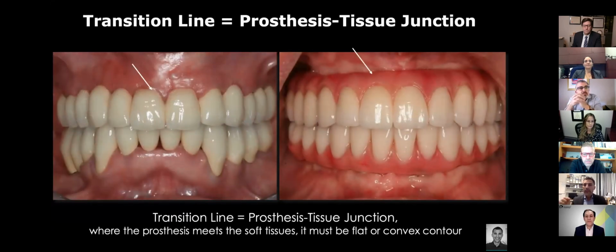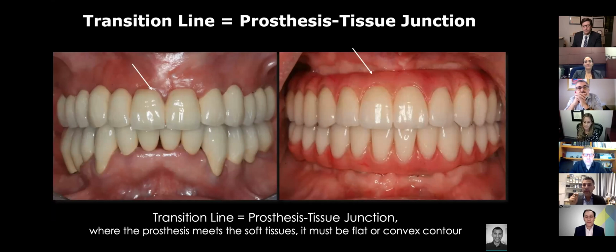The transition line is in reality the prosthesis and tissue junction. It can be tooth colored, like you see on the photo on the left, or it can be gingiva colored when we have a large composite defect and we have to replace also the missing hard and soft tissues with pink ceramic or pink acrylic. And that area, the transition line, or else the prosthesis tissue junction, is height in space. And if the patient has a high smile line, it will show.